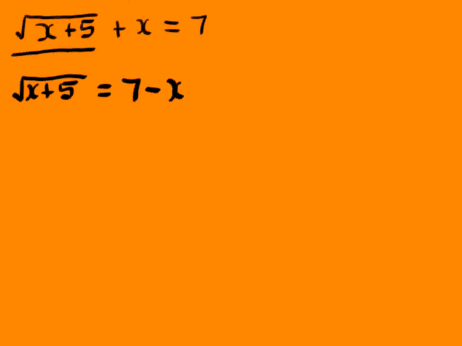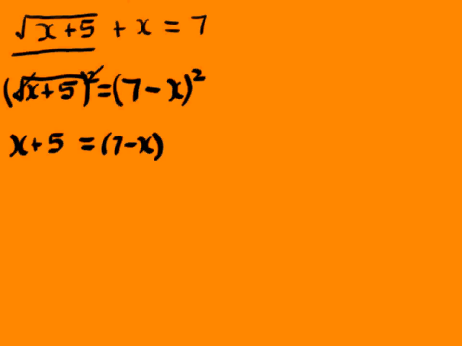Now the next step we said would be to square both sides. So we take the square here and we also take the square here. So this square cancels out this square root, and on this side we have x plus 5. Now on this side of the equation, we have 7 minus x. The square of this becomes 7 minus x into 7 minus x. So we open up that bracket.